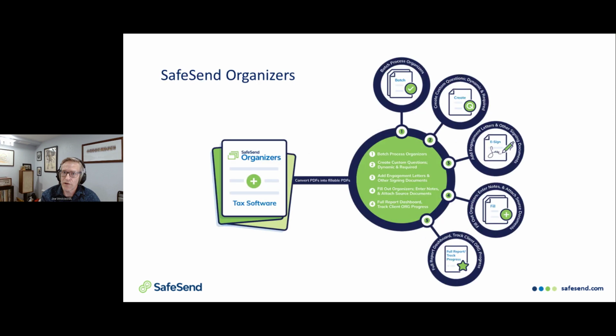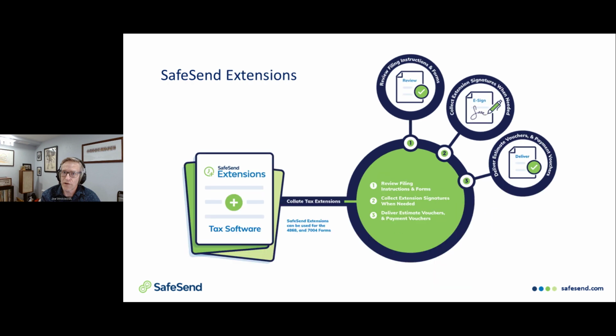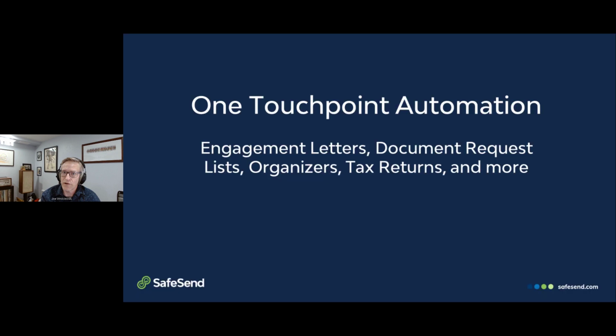That is not just for returns. Organizers can be assembled as well, and extensions can be, and you can get all of that automated, and the workflow can even be very similar for your clients all the way through. So we've got extensions here as well. And what we're trying to get to, I think you've heard me say it now a few times, is one touch point automation for everything: engagement letters, document request lists, which we just added, organizers, tax returns, and more.